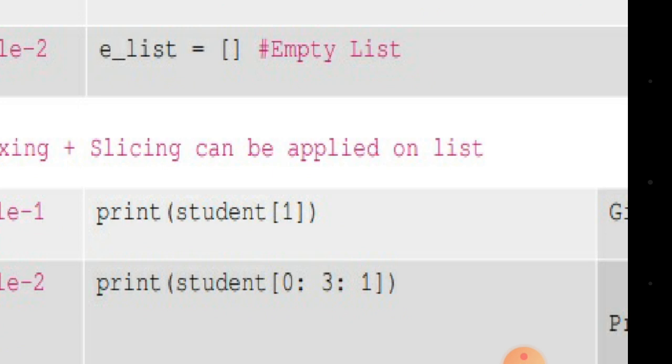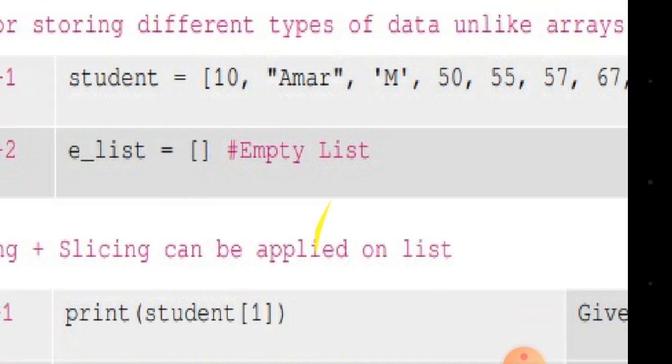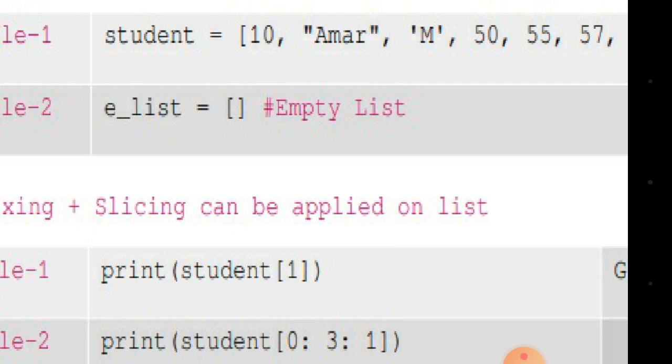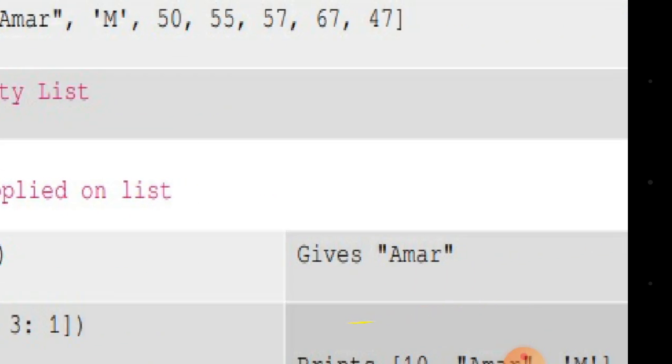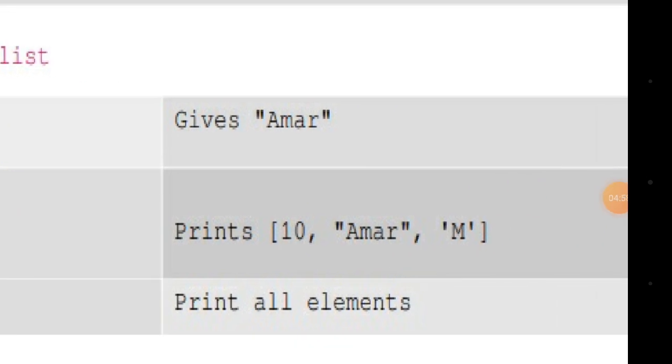The difference between the two elements is called the step value. For example, if we operate slicing on the above list, it will start from index 0, that is 10, then 1, 2, 3. So 10 to 50 it will consider, because the ending value is 3. And the difference is the step value. What is the step value here? 1. So it means one element difference will be there. So the answer will be 10.